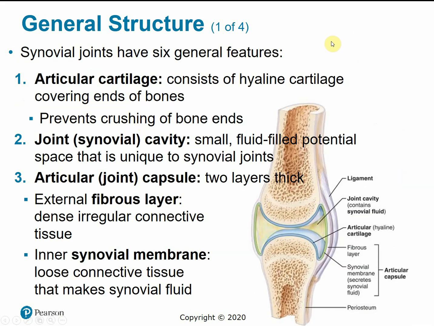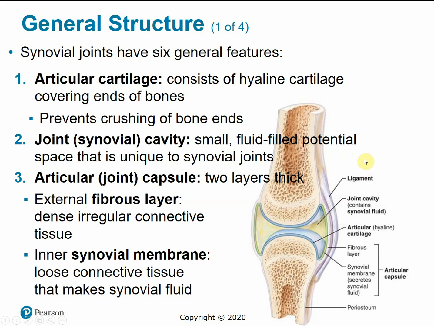Synovial joints have 6 general features. So first is the articular cartilage. We said the ends of the long bones are covered with this thin layer of hyaline cartilage just to prevent crushing and reduce friction on the bone ends. The joint or synovial cavity is a small fluid-filled space that is only found in the synovial joint. So this is what helps contribute to that wide, free range of motion.